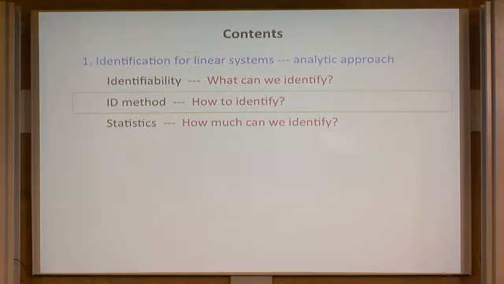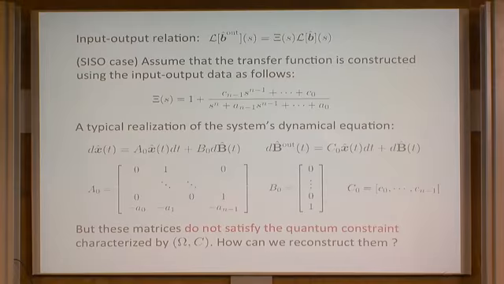Right. So let's move on to the next topic, identification method. Let's see the general situation. Now we have the input and output relation in the Laplace domain. This is the input, this is an output, and this transfer function is given to us.